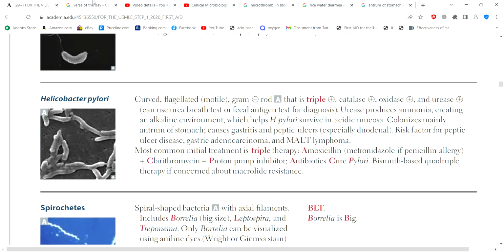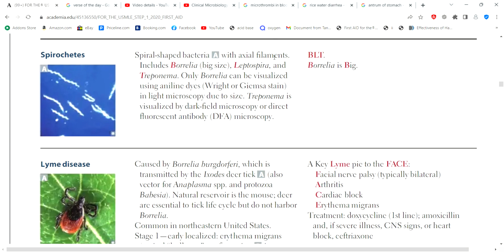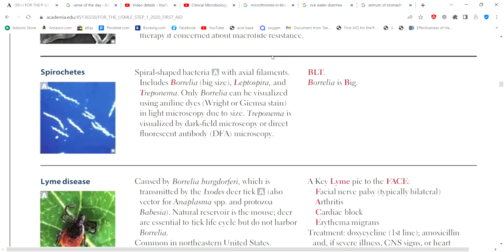So H. pylori needs a basic environment to survive, so it will try to decrease the acidity of the stomach, and the stomach will try to increase acidity as compensation, causing the ulcers. See, isn't that interesting to know? That's very interesting. It's very cool. So yeah.